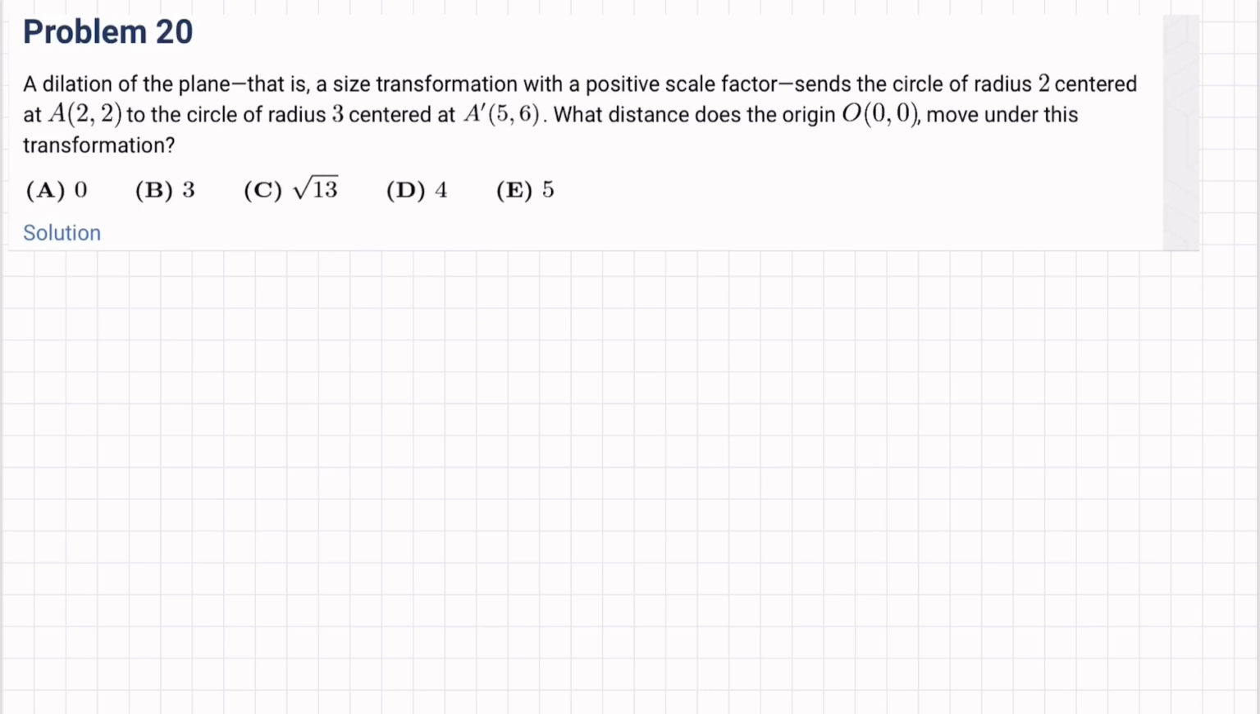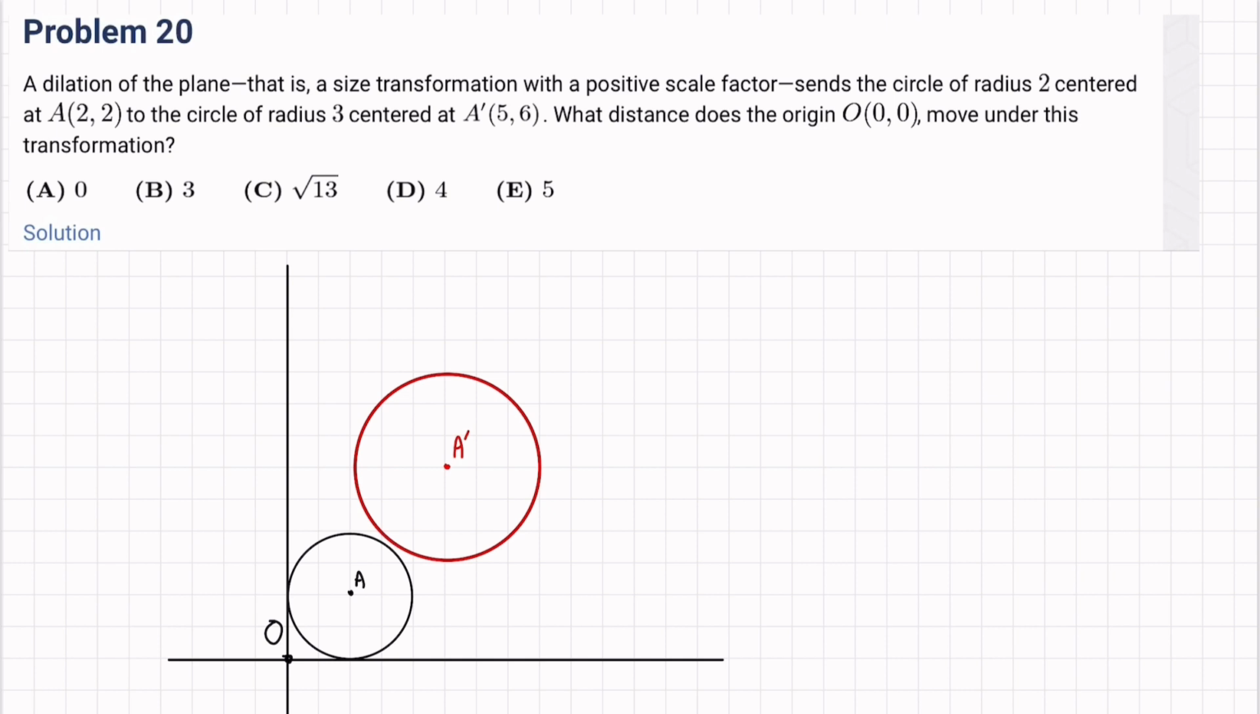Okay, so first we can set up our coordinate plane. So this will be our y-axis, and this will be our x-axis. And so now the first circle was radius 2 and the second circle was radius 3, right? And if we graph that, those would be our circles, right? And it asks us what distance would the origin move, right? And so first we have to figure out the relationship between O and A, right?